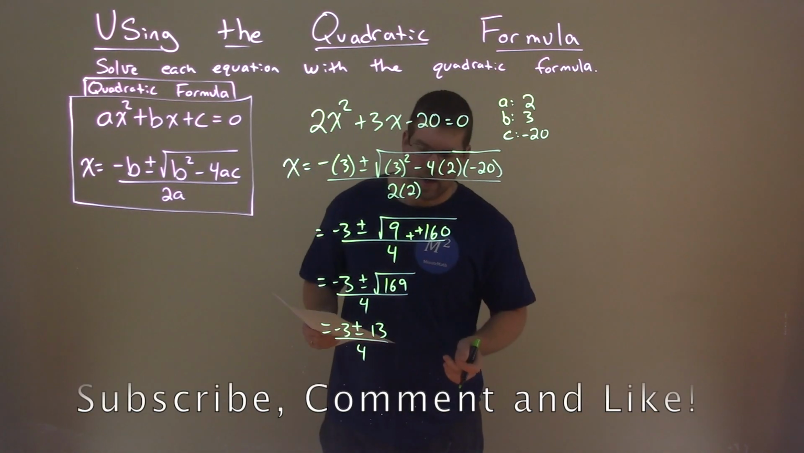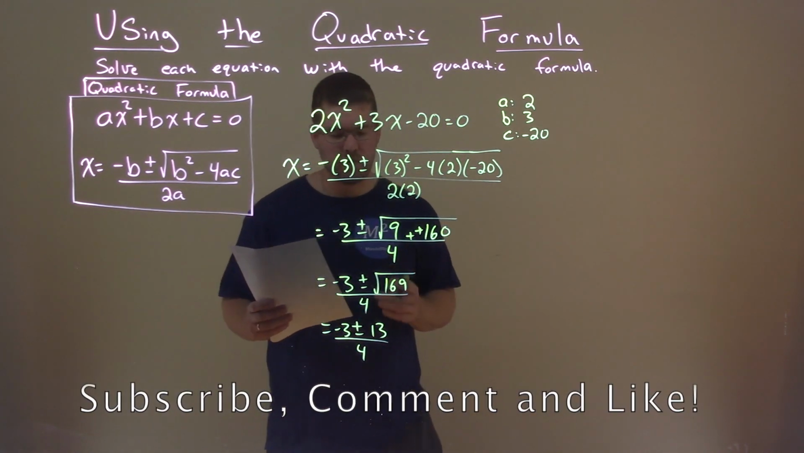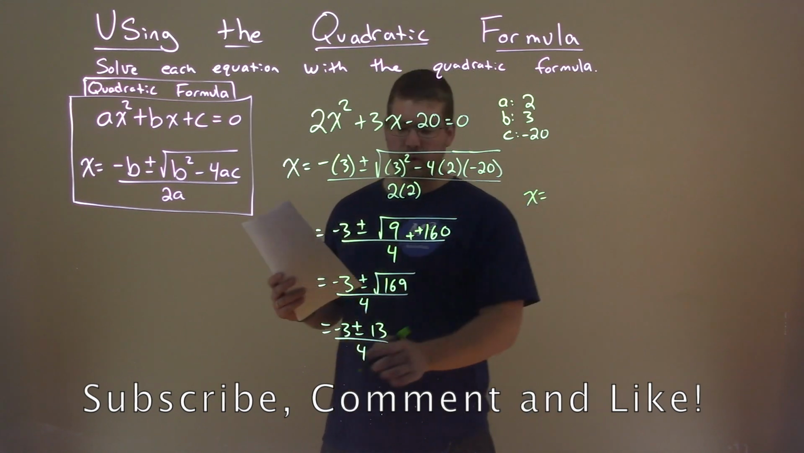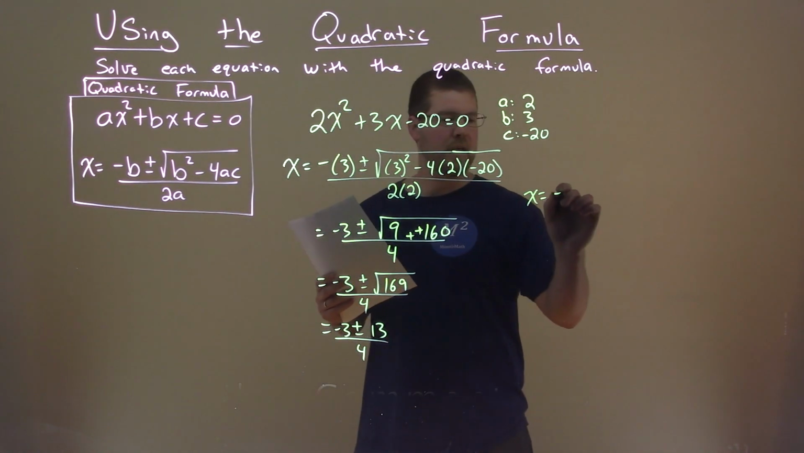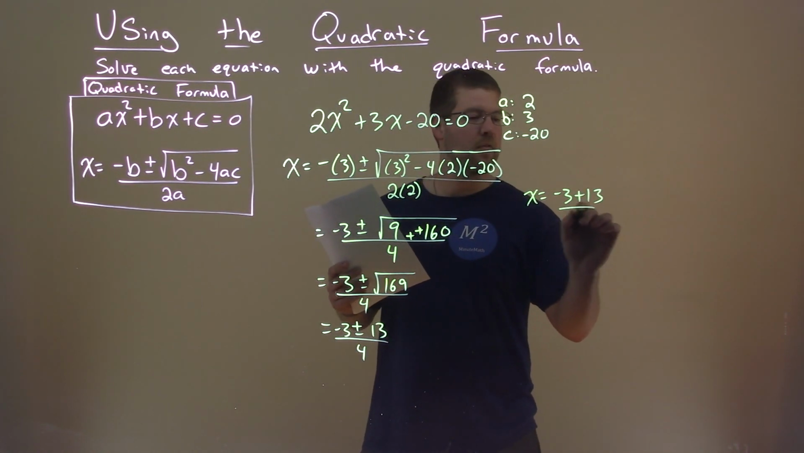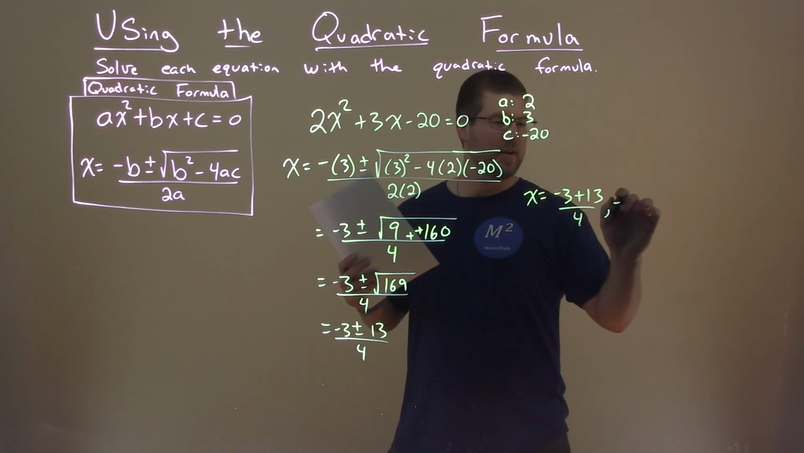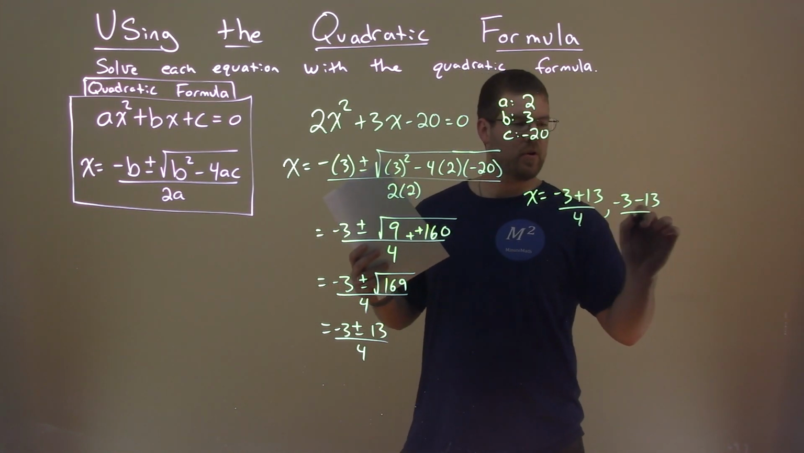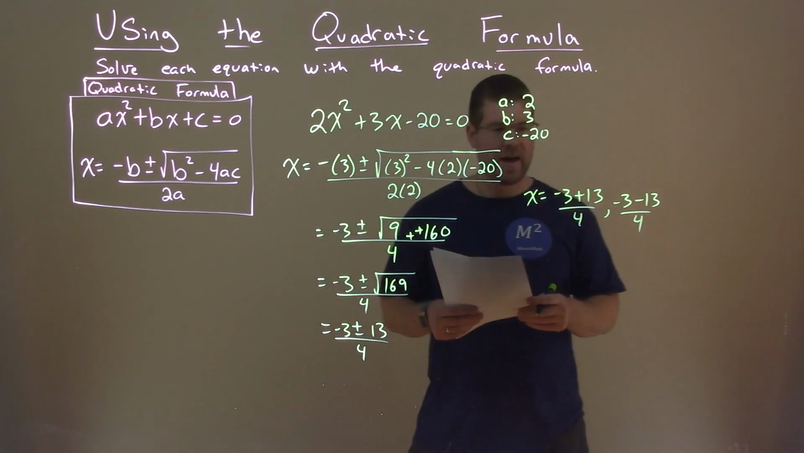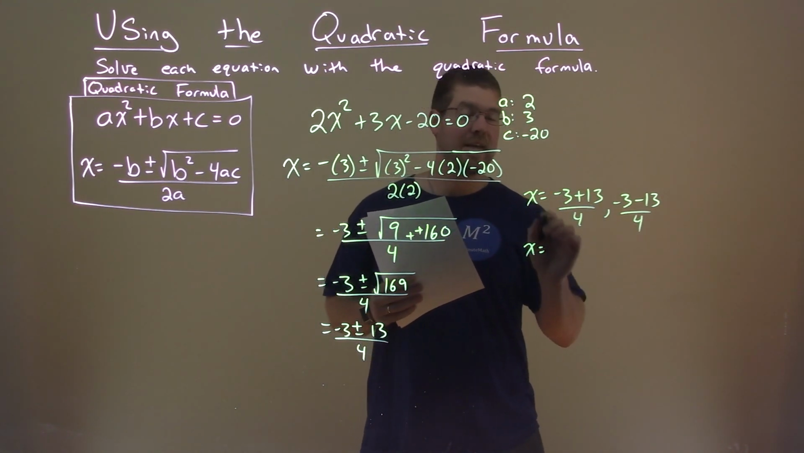So now we have negative 3 plus or minus 13 over 4. We can separate that out into two parts: negative 3 plus 13 over 4, and negative 3 minus 13 over 4. And now we have to simplify each one.